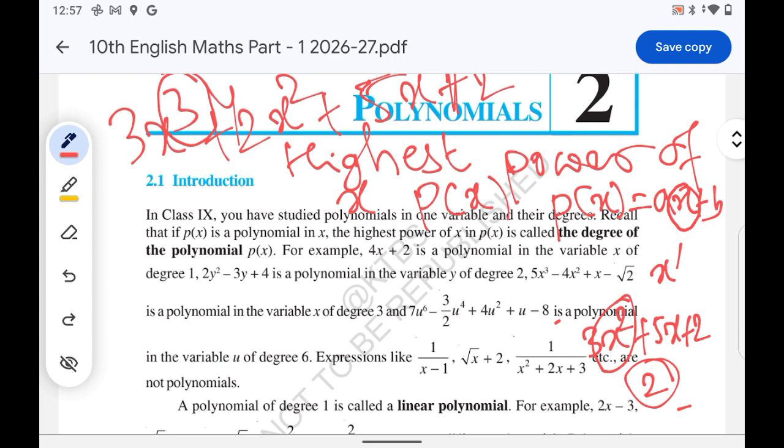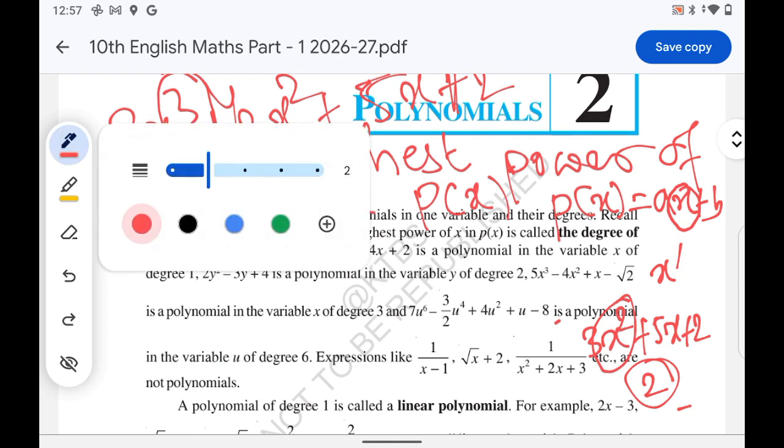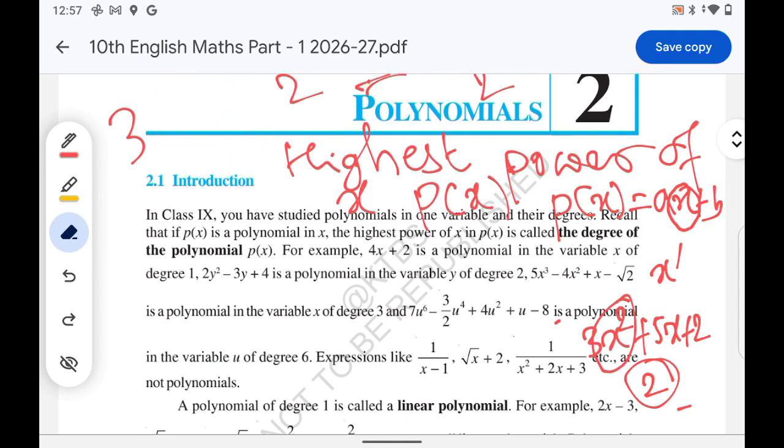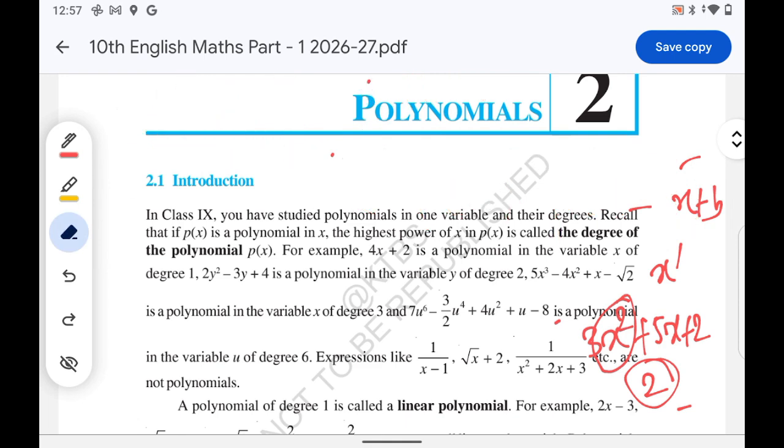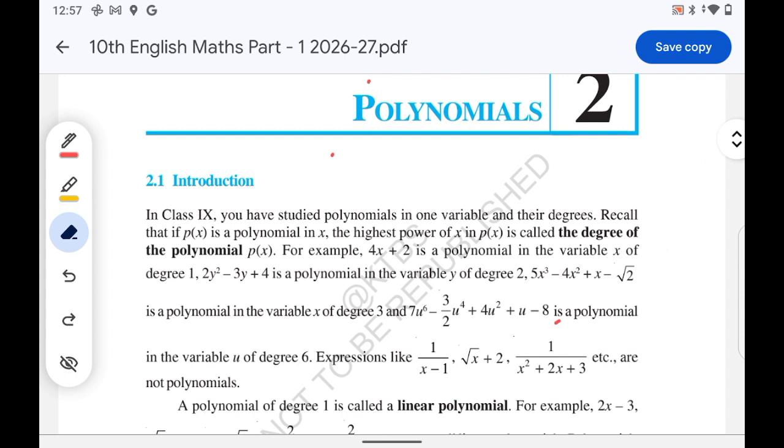Okay, next. So polynomial based on degree we can divide, or we can classify. Based on degree we can classify the polynomials into majorly 3. First, linear polynomial.